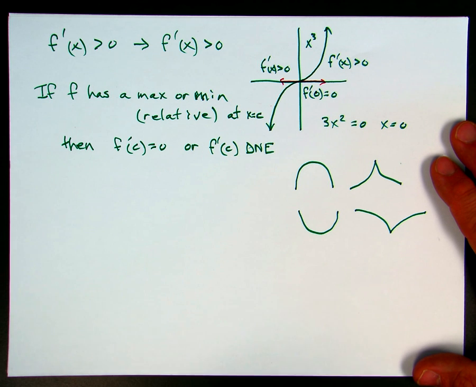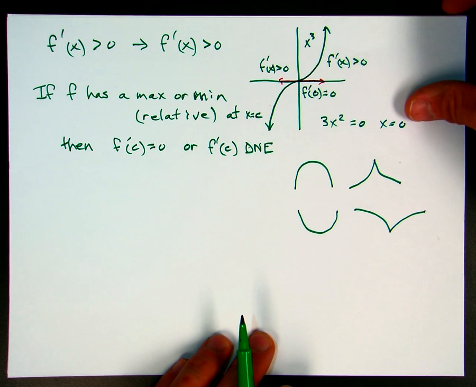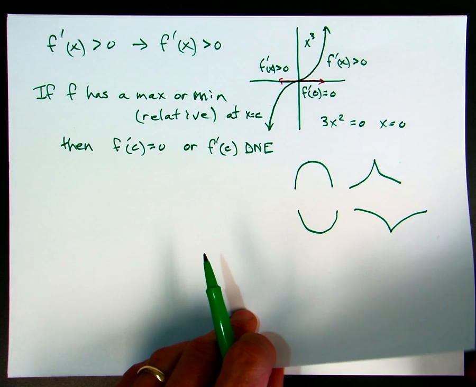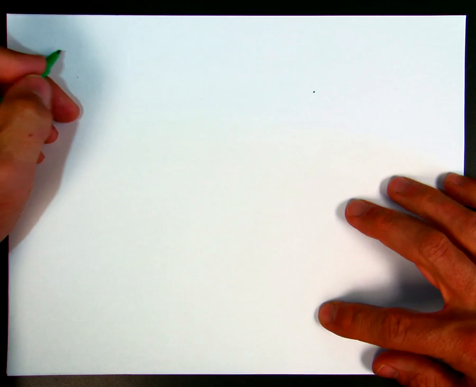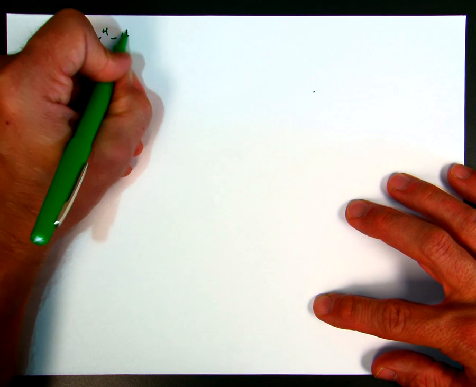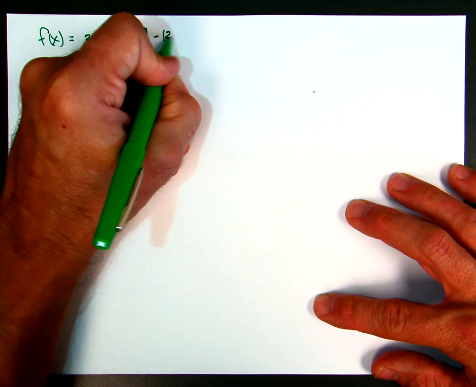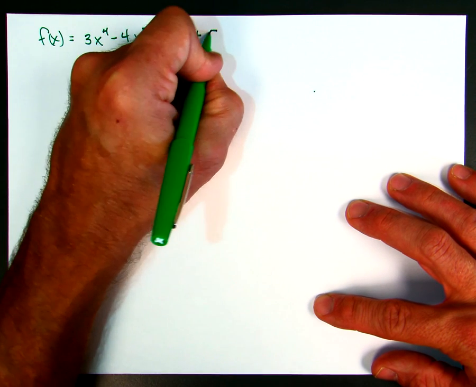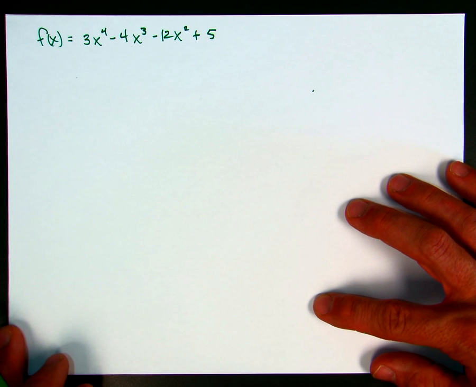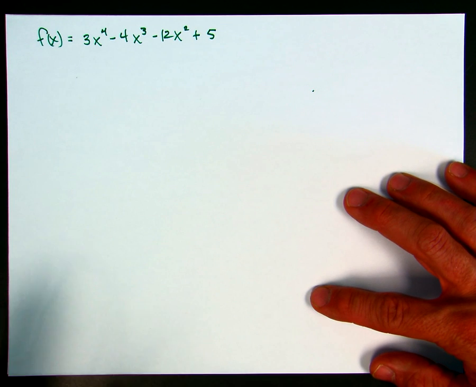So now let's look at how we would apply this to actually find the relative extrema of a particular function. All right, so let's take a look at this function: 3x to the fourth minus 4x cubed minus 12x squared plus 5. All right, and we want to look at where this function has a relative max or relative min. So the first thing is to find the critical points, because those are the points where we might have a max or a min. We're not guaranteed. We might have neither, but those are the places to look for them.